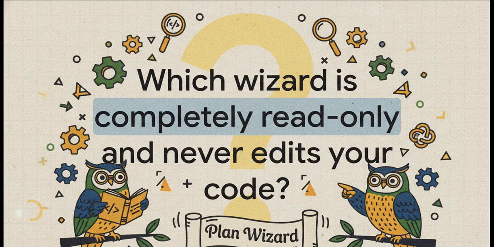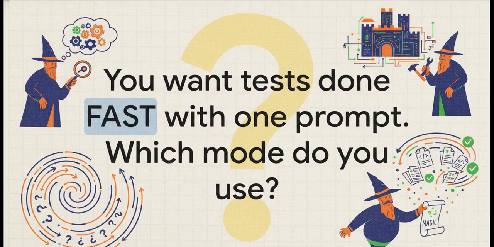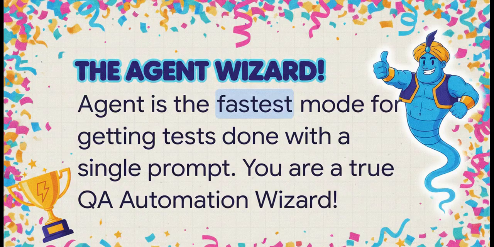That's right. Woohoo! And now for your big wizard assignment. Let's say you want to make all the test files for a new project, and you want to do it as fast as you possibly can with just one command. Which wizard would you call for help? Plan, act, or agent? The answer is the agent wizard. Yes, because the agent wizard can think and build all at once. It's the fastest way to get the job done.